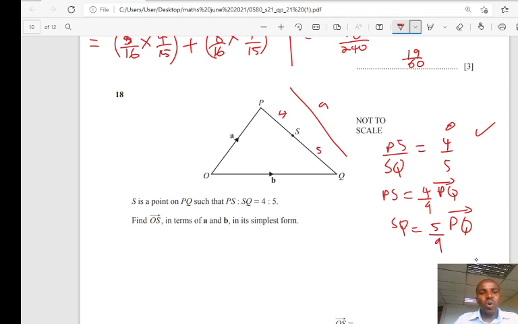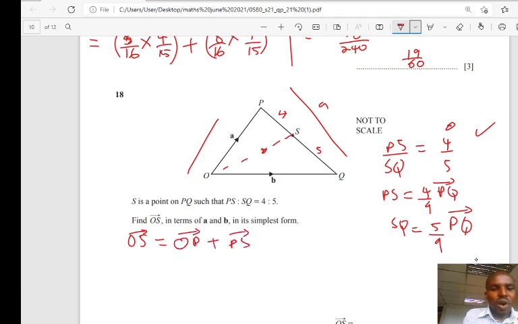Then find OS. Where is OS? OS is this one. Direction is very important when it comes to vectors, right? So you can say OS is equal to, you can go via the route of OP plus PS. OP is what? OP is a. Plus PS. PS is 4 over 9 of PQ, right? What is our PQ? We don't have it. We have to find it.